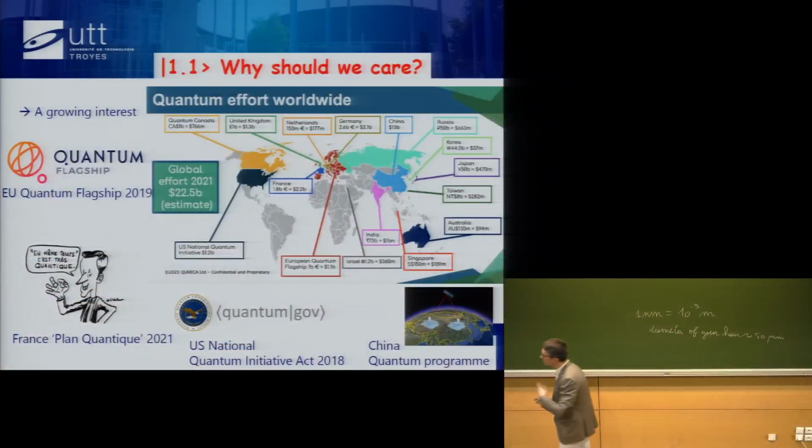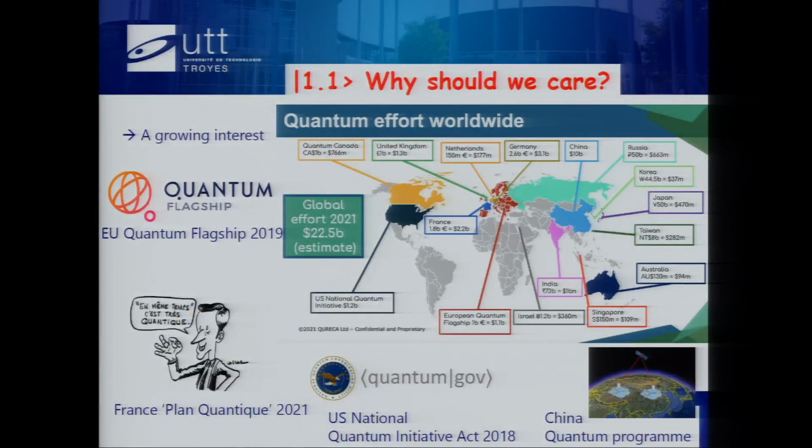So, again, why should we care? Well, you may have read or seen or heard that there is now what we could call a quantum effort worldwide. There is a growing interest. That is a fact. Here is a map of the world where we have an estimated effort in quantum technologies that is roughly around $20 billion worldwide. So in Canada, in the US, in Europe, India, China, and so on, Australia.